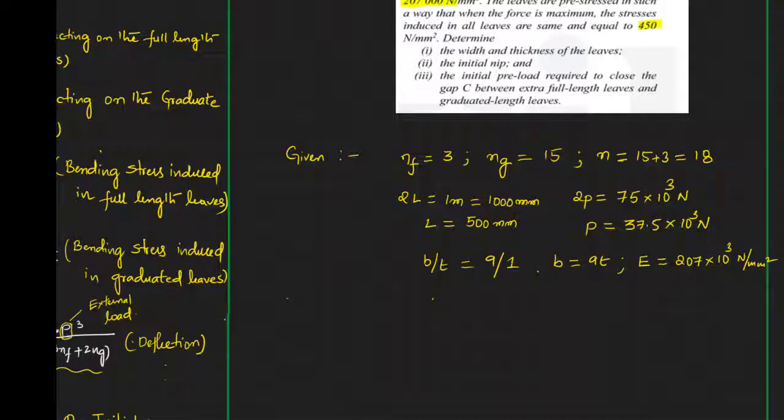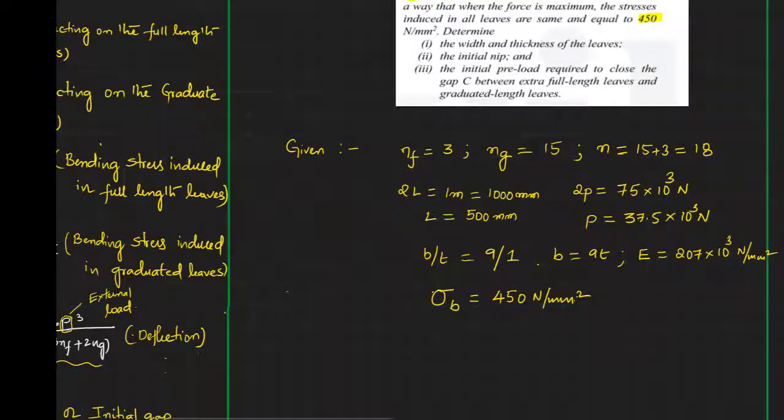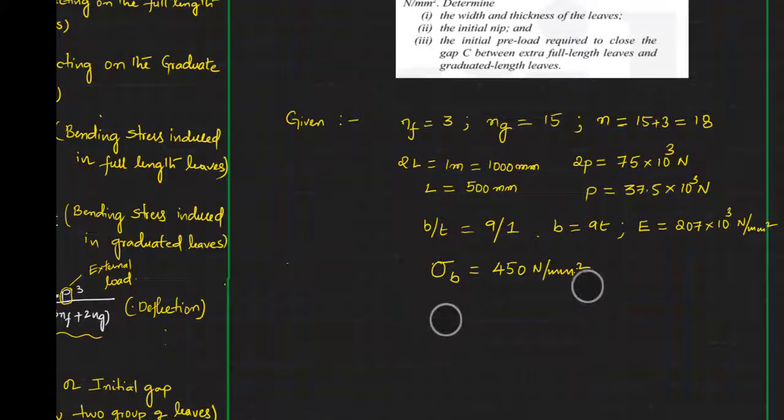Now this will be sigma b, because when maximum load is acting, both the leaves are subjected to the same and equal amount of bending stress, and that is given as 450 Newton per mm square. Next, what we need to calculate: the width and thickness of the leaves, the initial nip, and the initial preload required to close the gap C between the extra full length leaf and graduated length leaves.